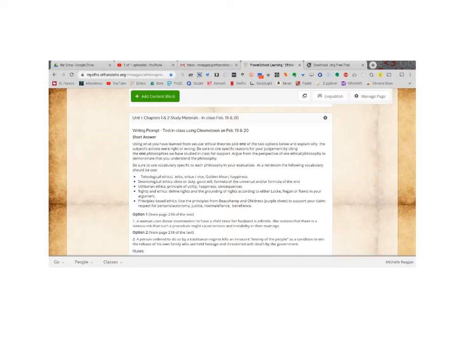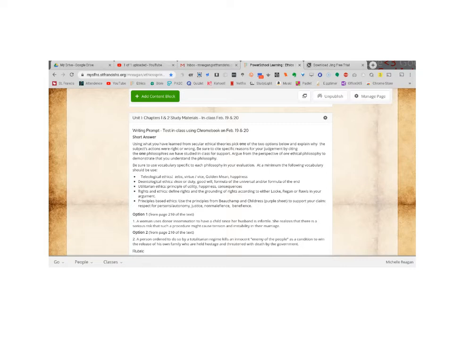So your choices are here, and it says be sure to use vocabulary specific to each philosophy in your evaluation. At minimum, the following vocabulary should be used. If you do virtue ethics, you should use telos, virtue, vice, golden mean, happiness. Kant's deontological ethics: duty, deon, free will, formula of universal law, or formula of the end in itself. Utilitarian ethics: principle of utility, happiness, consequences.